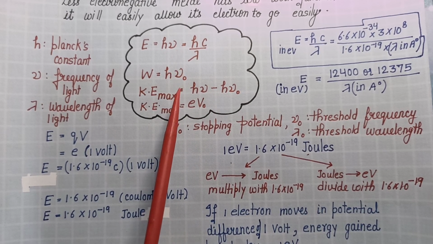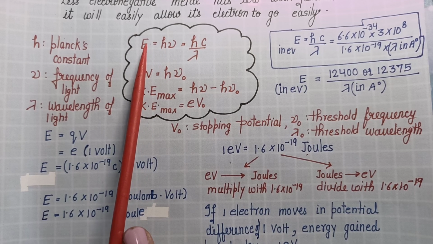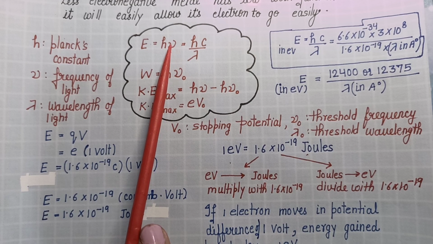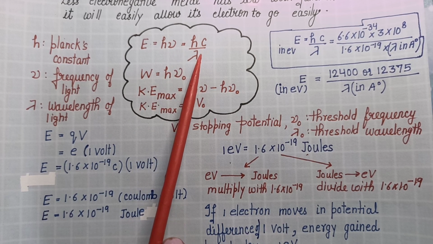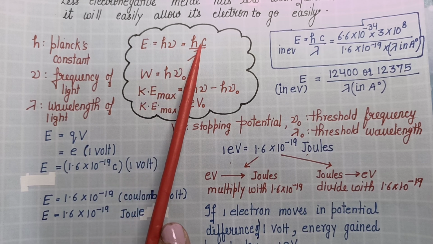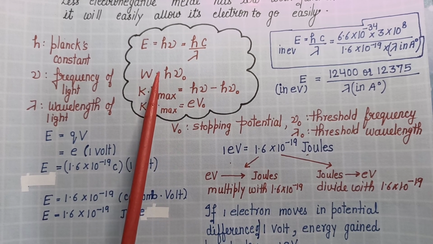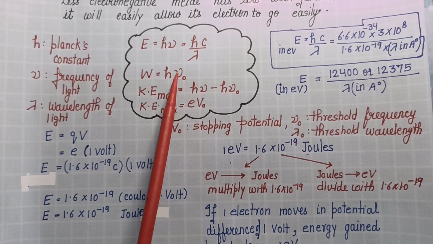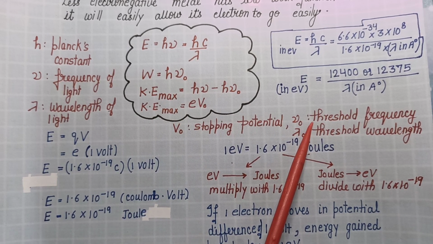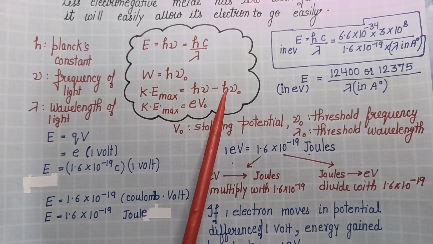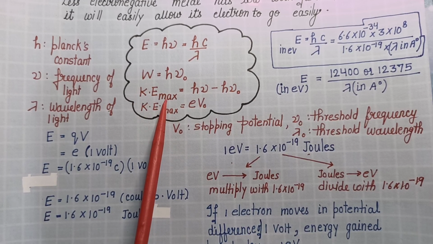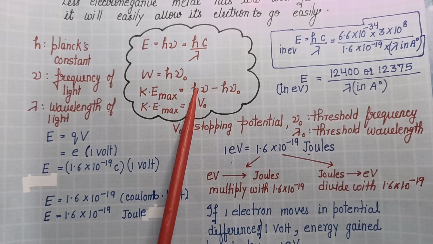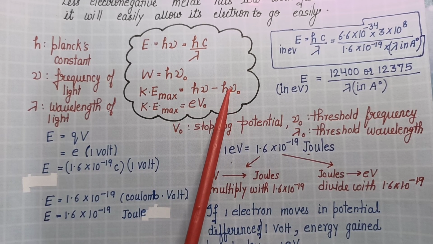We need to remember four formulas. Formula number 1: the energy of a photon is equal to h nu, where h is Planck's constant and nu is the frequency of the light photon. Or nu can be written as c upon lambda, so energy is also written as hc upon lambda. Work function, or the minimum energy required by the photoelectron to leave the metal surface, is h nu naught, where nu naught is the threshold frequency. Then Einstein's photoelectric equation: the maximum kinetic energy which a photoelectron can have is equal to the photon's energy, the light energy h nu, minus the work function of the metal.